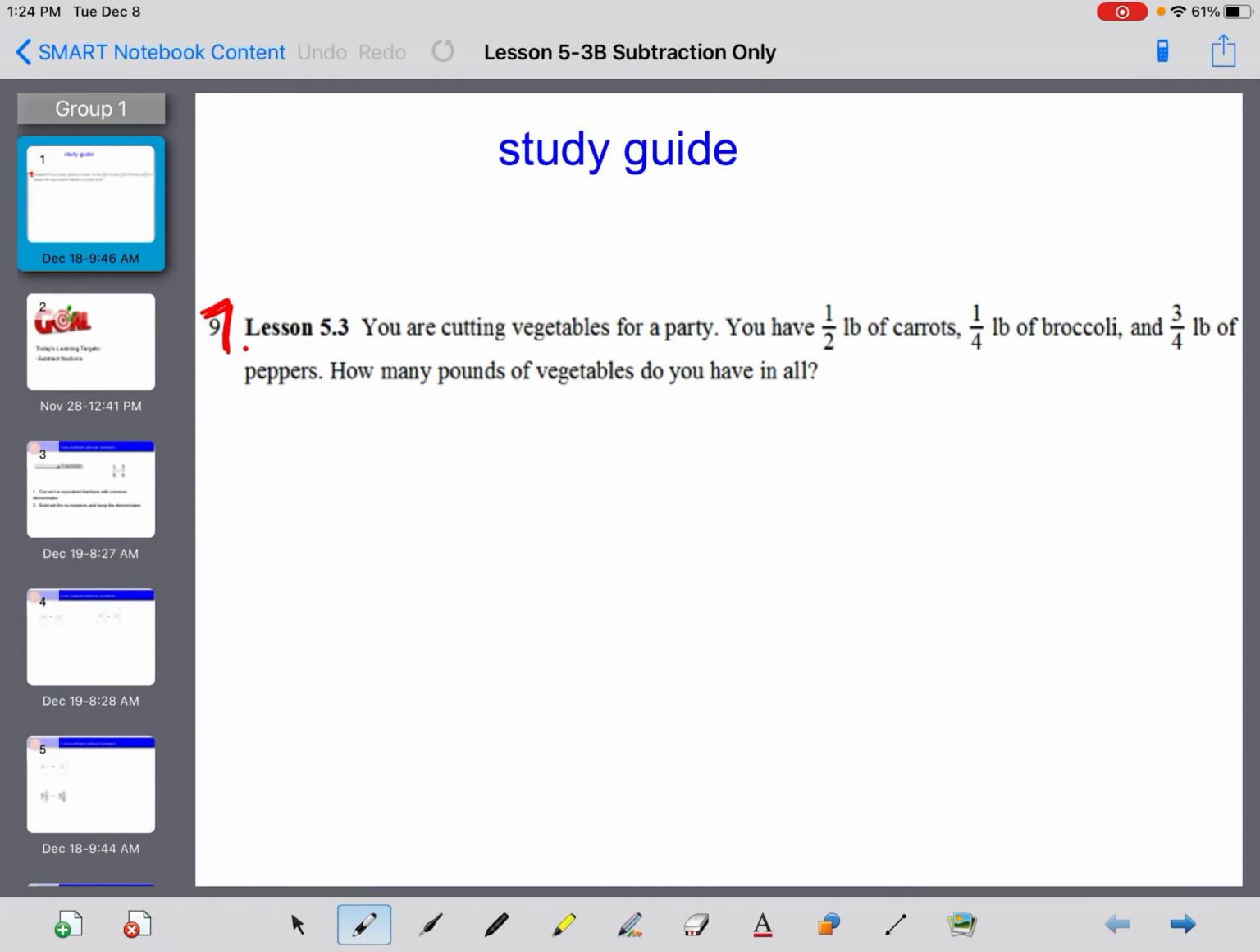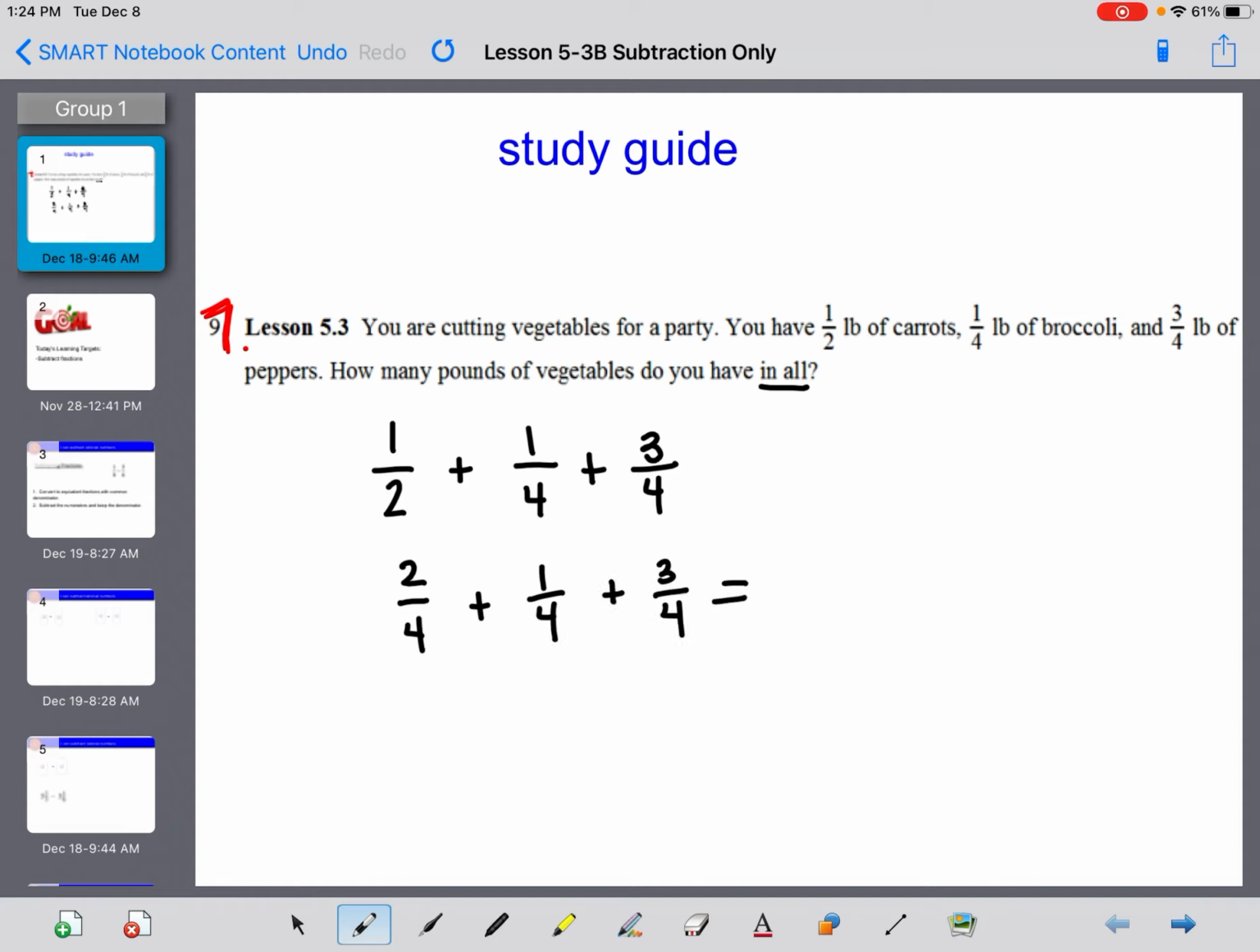You are cutting vegetables for a party. You have 1/2 pound of carrots, 1/4 pound of broccoli, and 3/4 pounds of peppers. How many pounds of vegetables do you have in all? It looks to me like I'm being asked to add 1/2 plus 1/4 plus 3/4. I know that to add, I find a common denominator, and then I add the numerators and keep the denominators. My common denominator is 4.